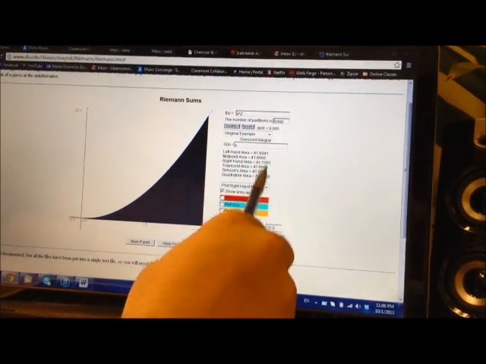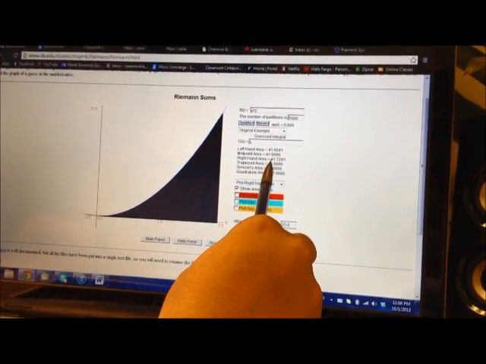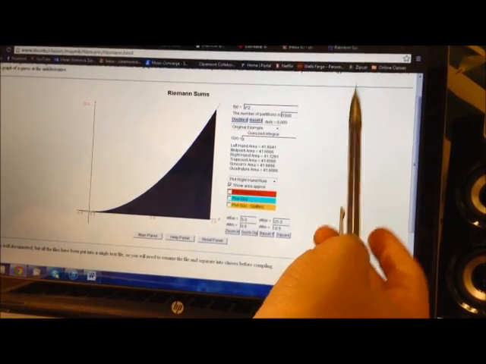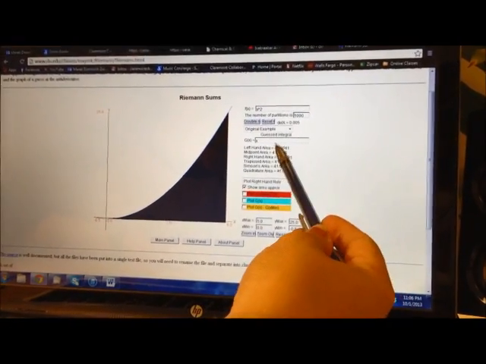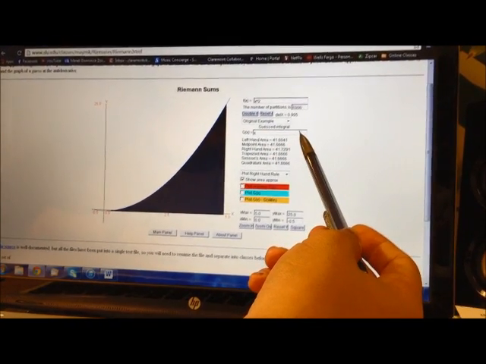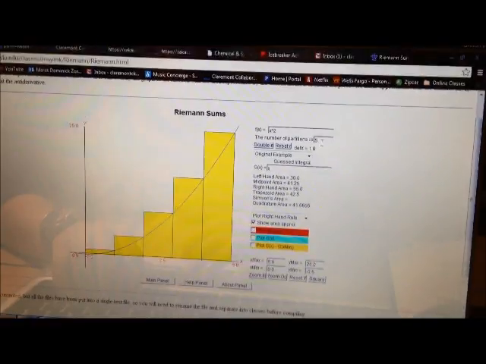And as you can see, the left-hand area is 41.6 and the right-hand area is 41.7. So you can see as n, or the number of rectangles, approaches infinity, the left-hand area begins to approach the right-hand area. And in this case, the area is equal to around 41.6.